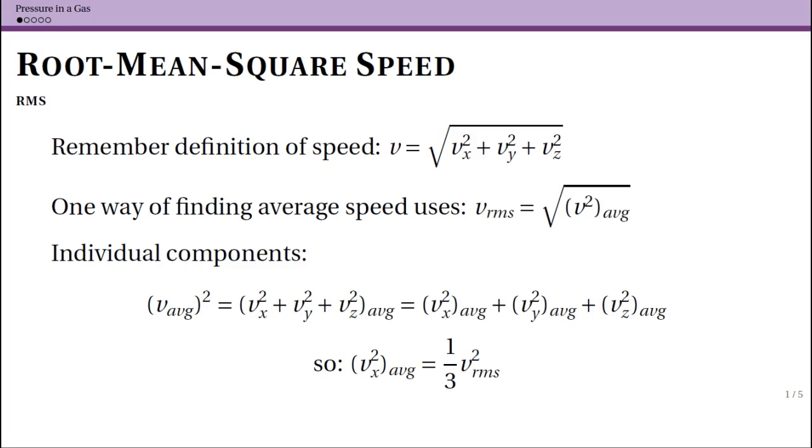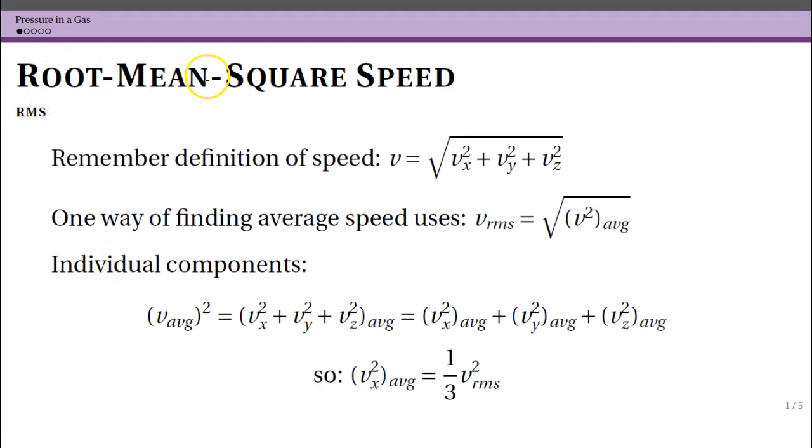We already talked a little bit about the distribution of speeds in a gas. Now, in section 2 of chapter 20, the book introduces the idea of root mean square. So I'm putting it here even though otherwise we're talking about pressure. So one thing to know is that RMS means root mean square.